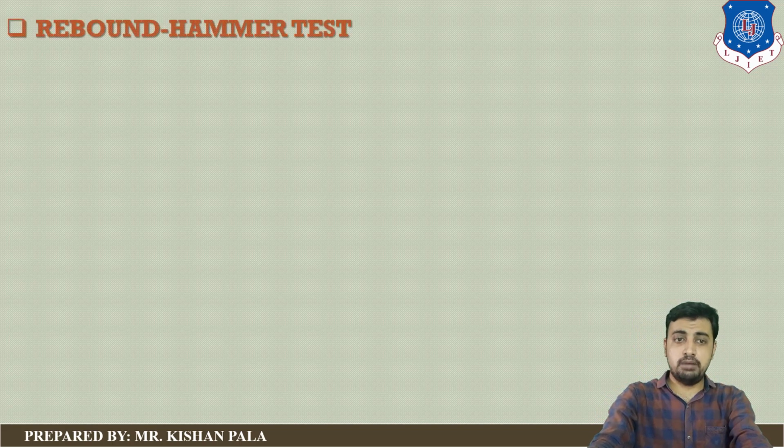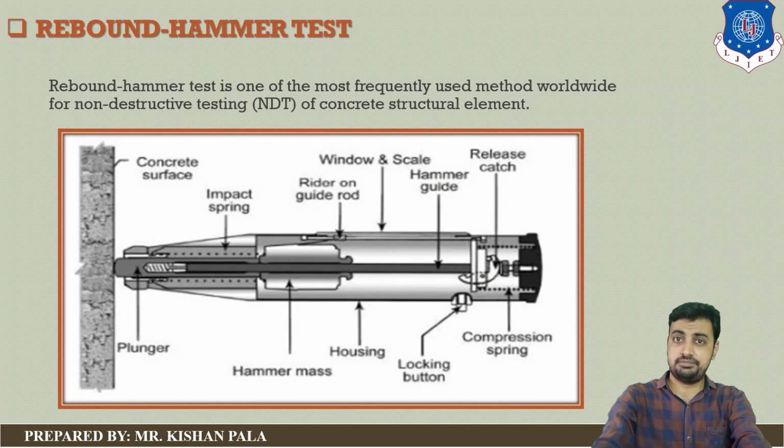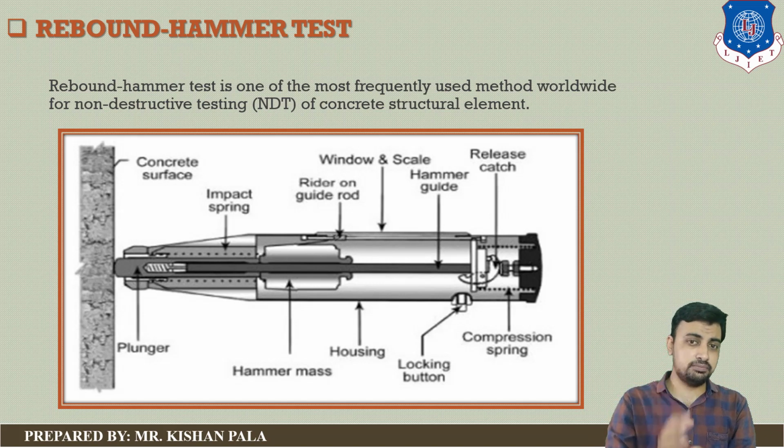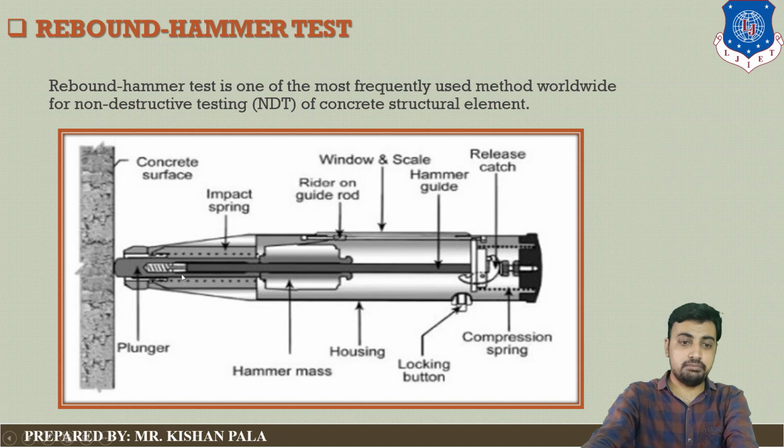Now let us discuss the rebound hammer test. The rebound hammer test is one of the most frequently used worldwide for non-destructive testing of structural concrete elements, and this instrument was developed in 1948. You can see on your screen that this rebound hammer has a plunger which is connected with the impact spring, and you can see the other parts of the rebound hammer.